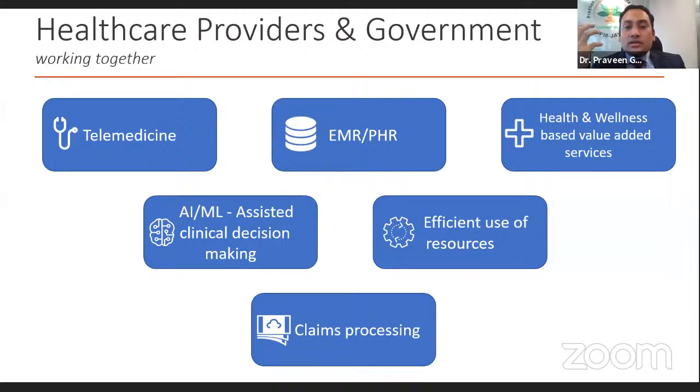Claims processing: many of you may be interacting with health insurance companies. A lot of it is manual. You submit it by email, they physically check it, or even CGHS and all that. We intend to have this in electronic format, and we are also developing a health claims platform.